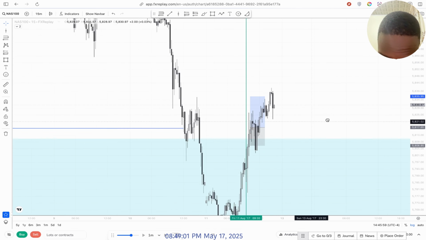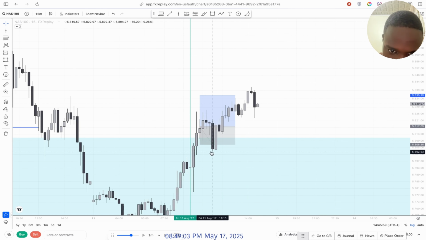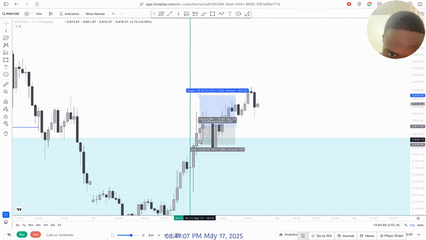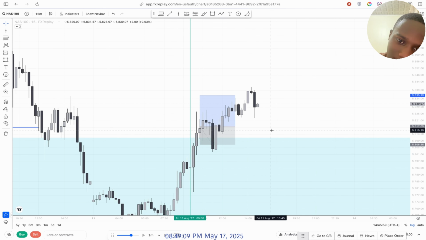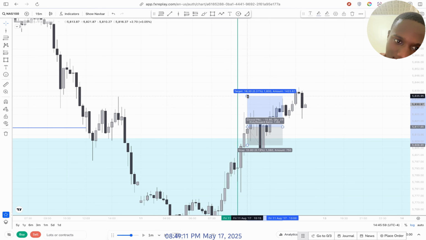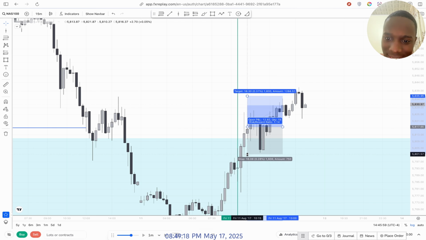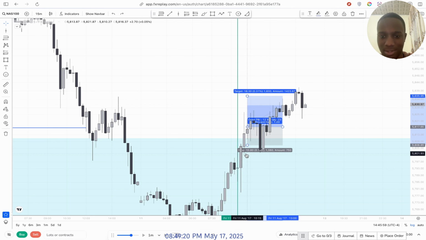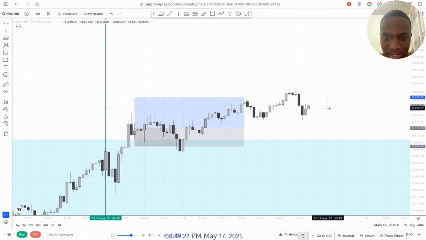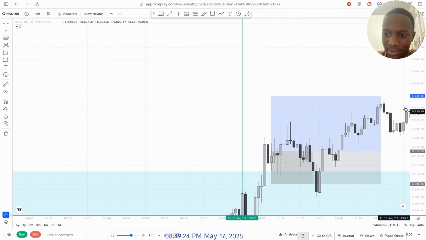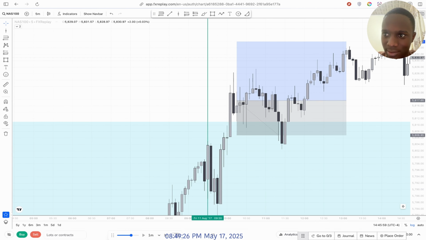Well, on the 15 minute, the gap was right here from this high to this low, which means for this trade to work, we would have had to take like a 1-to-1. So I think this one, we lost this one.